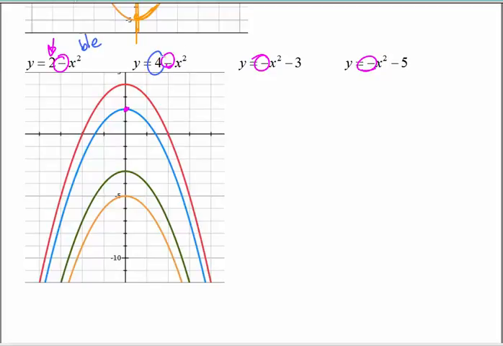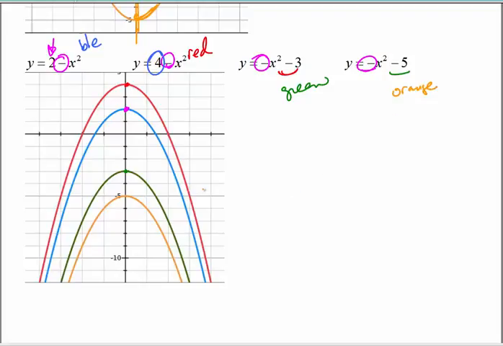This number is a positive 4. That's the red graph. Minus 3. Which color do you think it is? Green. And the minus 5 is the orange one.